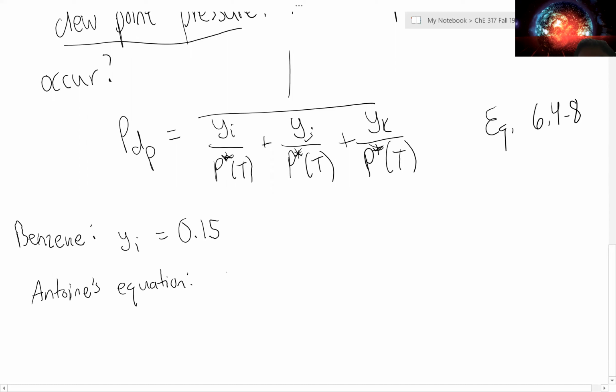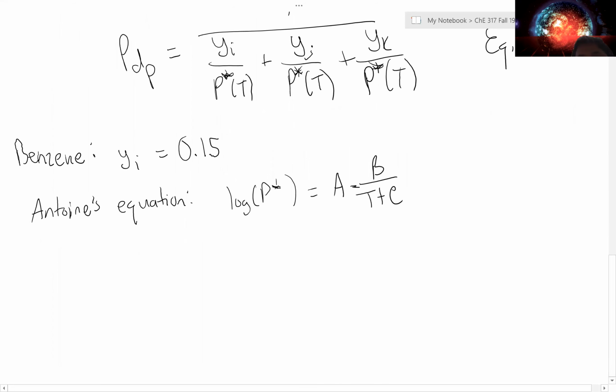I have log of P star, keeping in mind it's in millimeters of mercury, equals A minus B over T plus C, where for benzene, A is approximately 6.89272. B is 1203.531. I'm being a little dyslexic today. And C is 219.88.